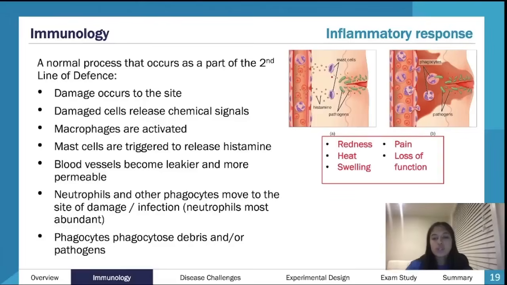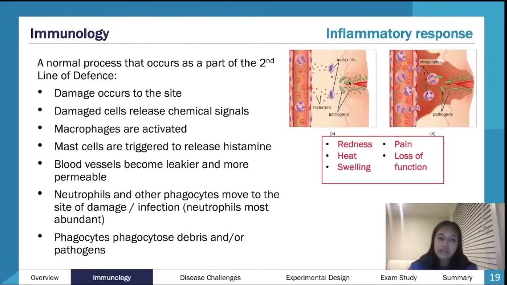Okay, this is also extremely important, your inflammatory response. This ties in as well with allergies, which we'll get to. So your inflammatory response is part of your innate immune system. So again, it's this sort of one size fits all idea. So we've got damage occurring to the site. So this is our intact skin. We've now got a hole. That first line is breached.